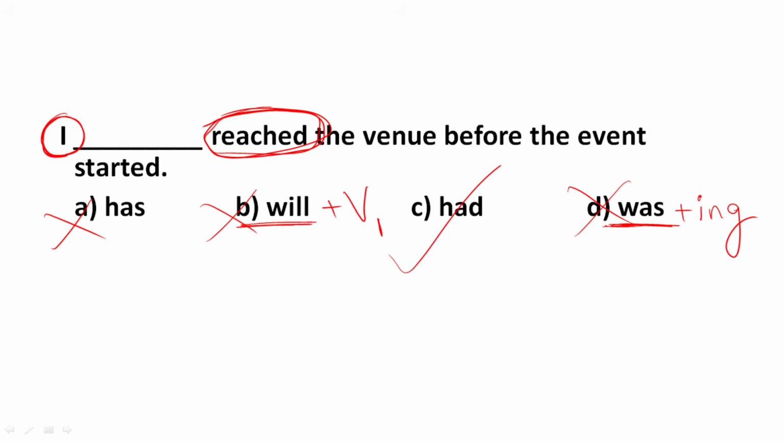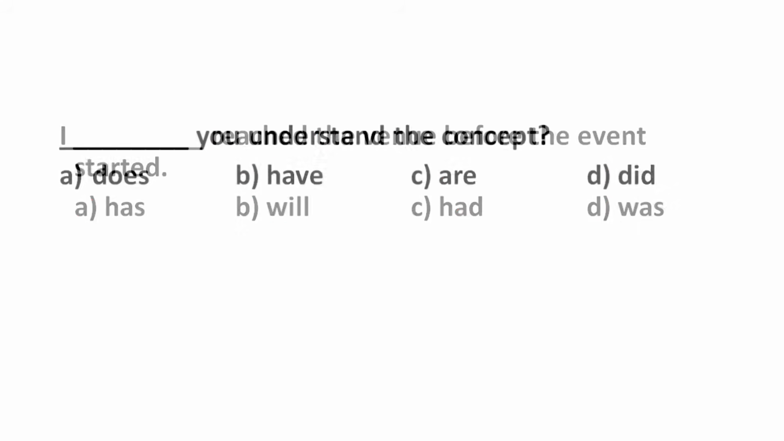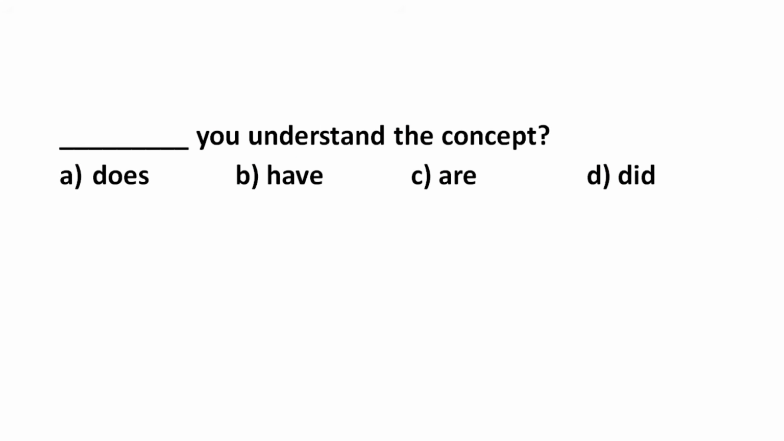Yes, you're right. The option is the third option. I had reached the venue before the event started. How beautiful it is. Because when had comes, the verb should always be in the third form. Let's go to the next question.